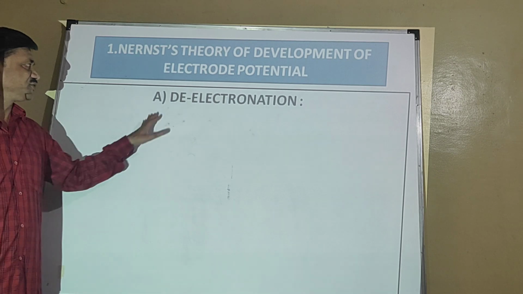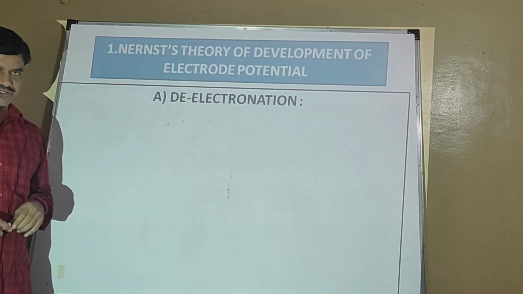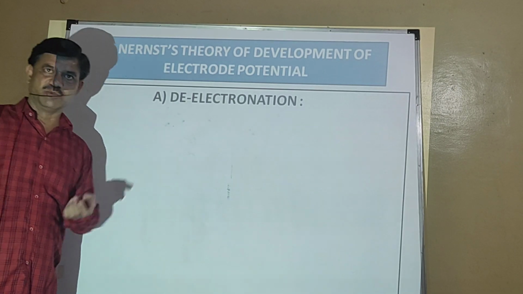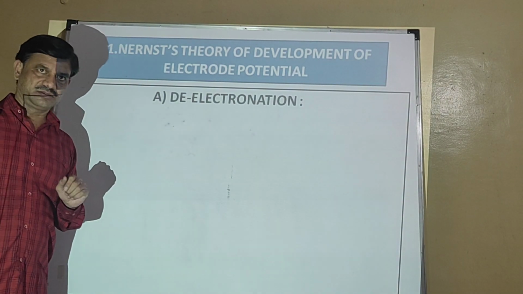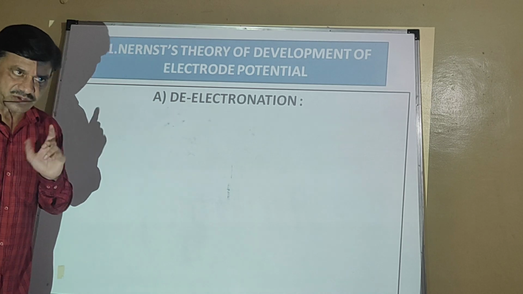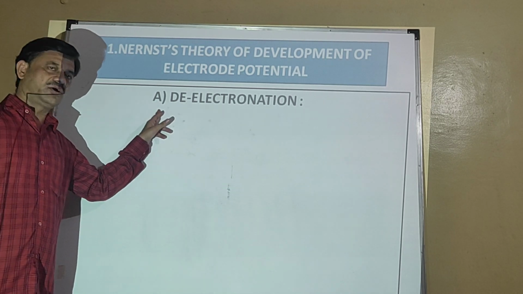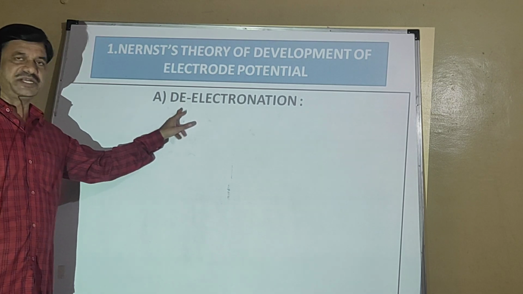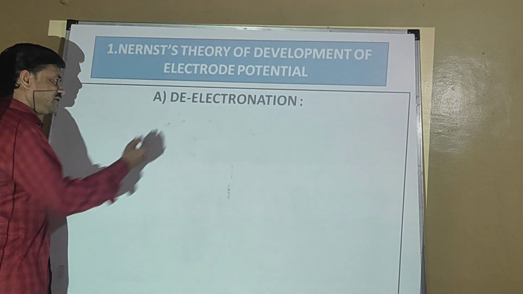So let us start with first case, de-electronation. Can you tell me what De indicates? That is removal. So removal of electron means simply it is nothing but oxidation. So the phenomenon or the process of removal of electron or loss of electron is called as de-electronation. Now check this condition.